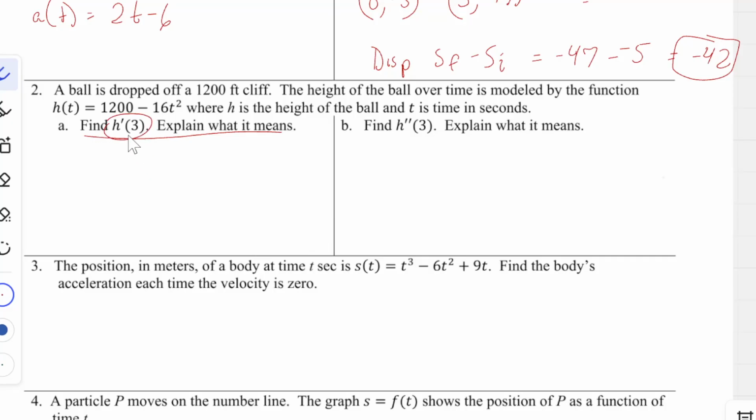So this is the velocity of the ball. Obviously, we want to do the derivative. So -32t is the velocity. Then they want us to plug in 3. So 32 times 3. And don't forget the units. They give it as feet per second.